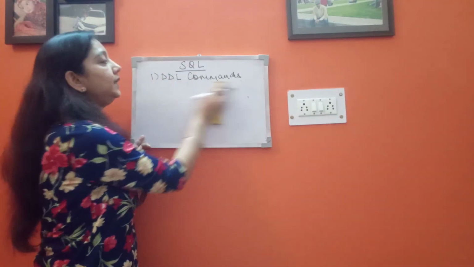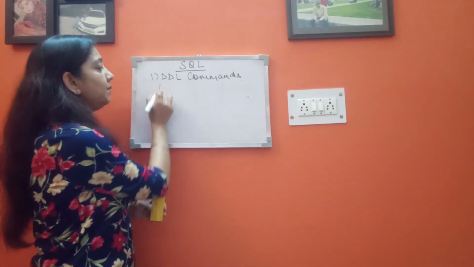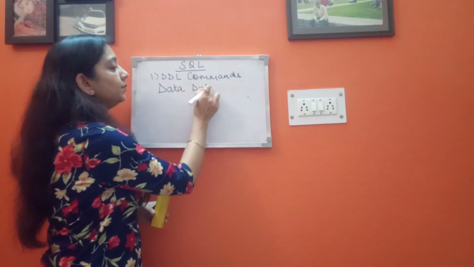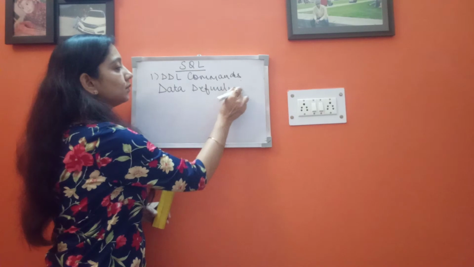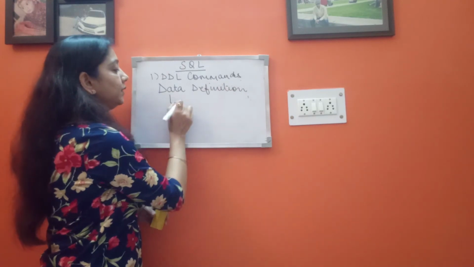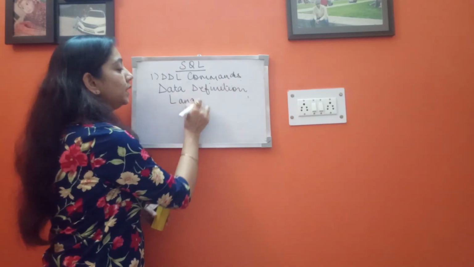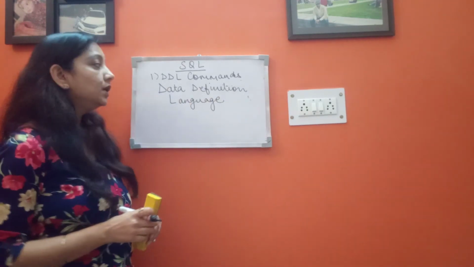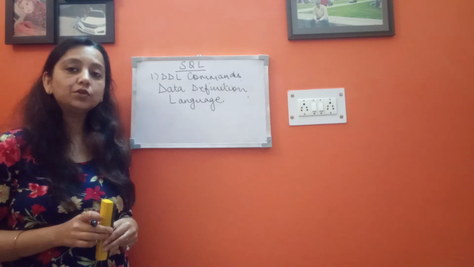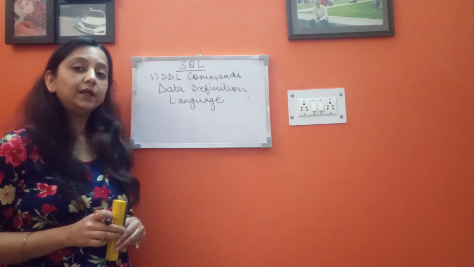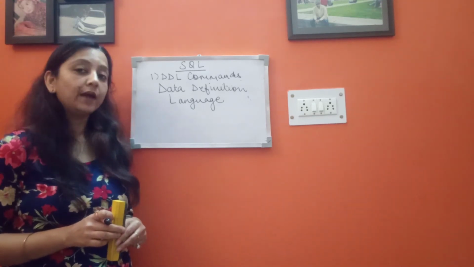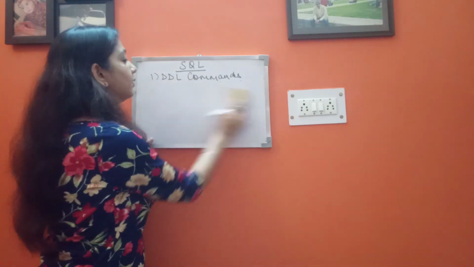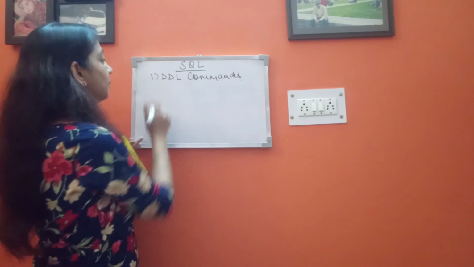Now what does DDL stand for? DDL basically stands for data definition language. So a DDL command is basically used to define the data and its structure within a database. Now we have 5 different types of DDL commands.